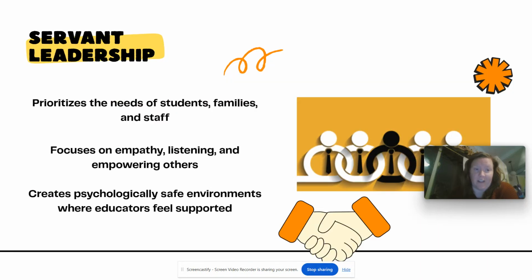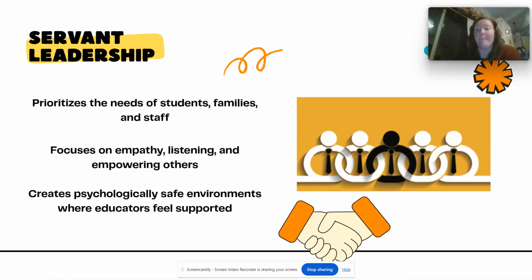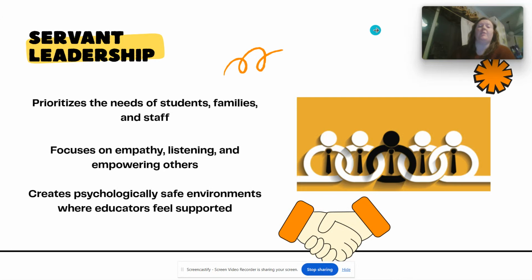We're going to start with servant leadership. Servant leadership is when the leader prioritizes the needs of students, families, and staff instead of their own. When the leader focuses on empathy, listening, and empowering others. And when the leader creates psychologically safe environments where educators feel supported.